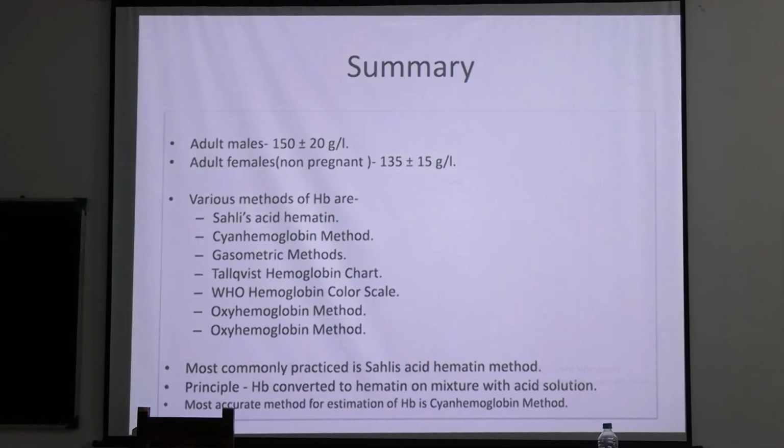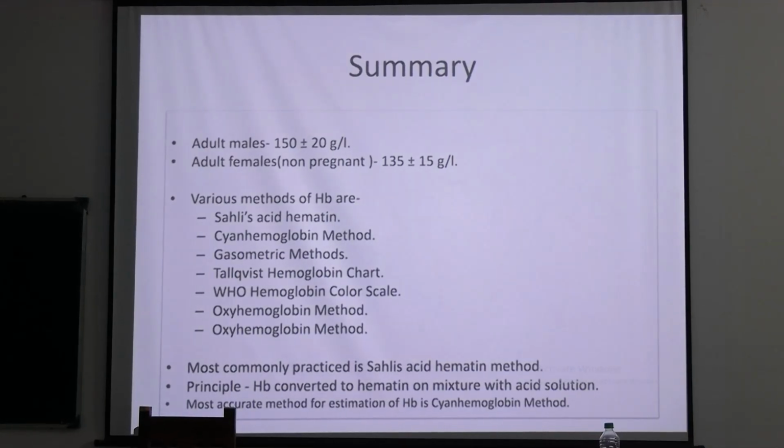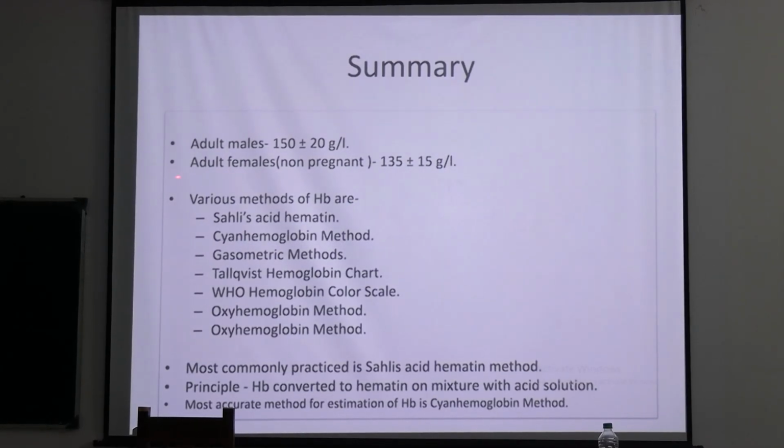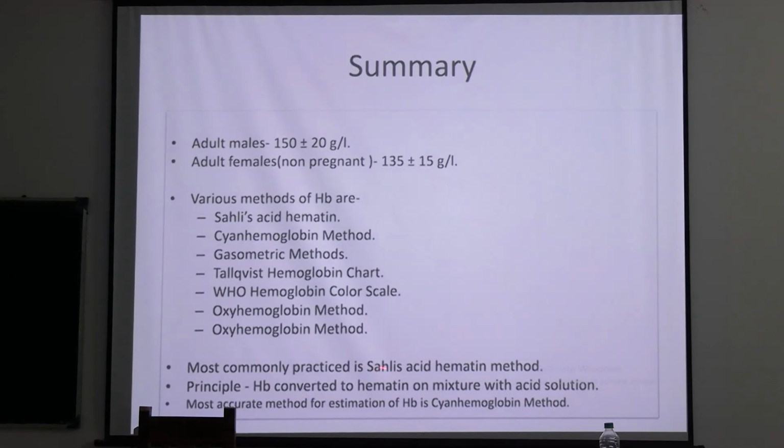So, this is the summary of the class. What you have to know is the values, and you have to add the pediatric value also, or the value of newborn also. Sahli's acid hematin method you have to learn. Cyanmethemoglobin method you have to learn. What is the Talquist hemoglobin chart you have to know. What is the WHO color scale you have to know. And you have to practice Sahli's acid hematin method.